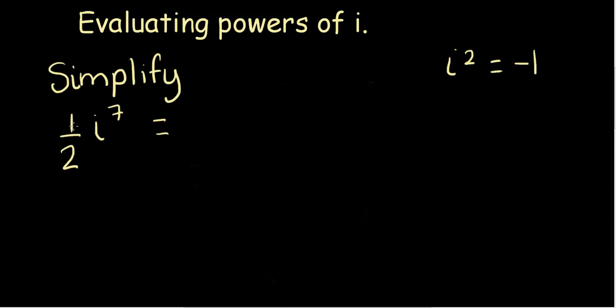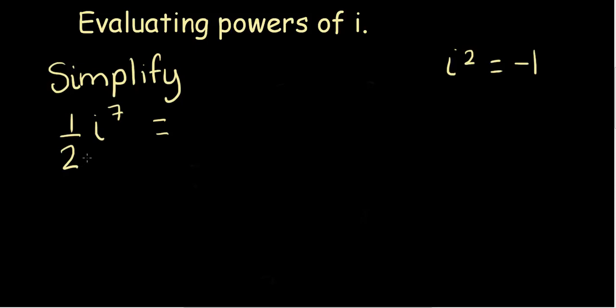We have to simplify 1 over 2i to the power of 7. In order to do this, we need to remember that i to the power of 2 equals -1. And also we need to remember that the exponent represents how many times you have to multiply the base. In this case, the i is the only one that is elevated to the exponent.